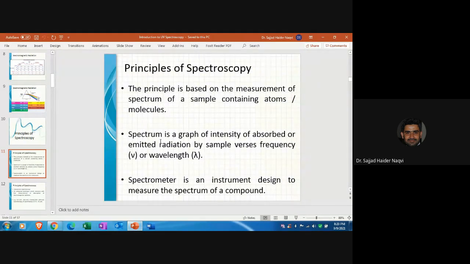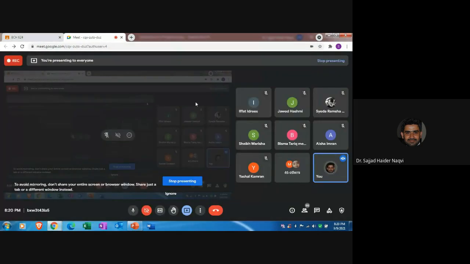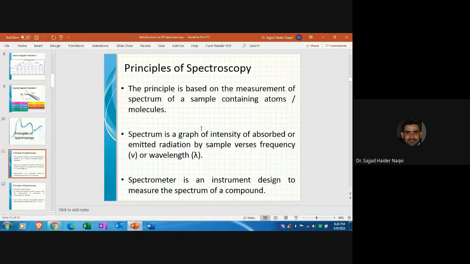So either you calculate how much amount of electromagnetic radiation has been absorbed, or reciprocally, you can also calculate or find out the amount of the emitted light. Both are the ways of doing the calculation. Now, you know the wavelength of your electromagnetic radiation, or you know the frequency. So when you have got both of these things, with the help of that, you can calculate the concentration of your sample.